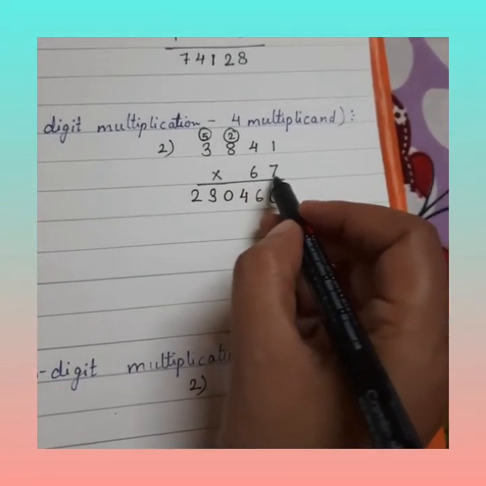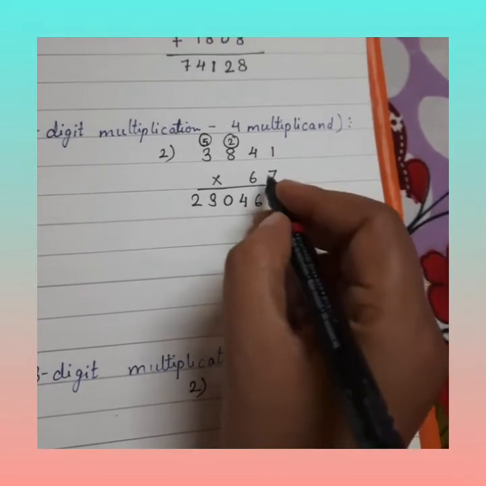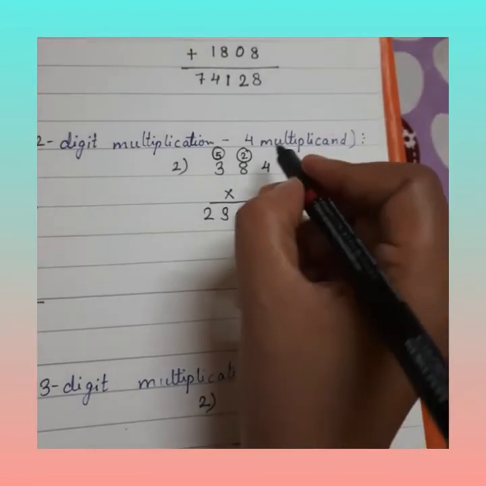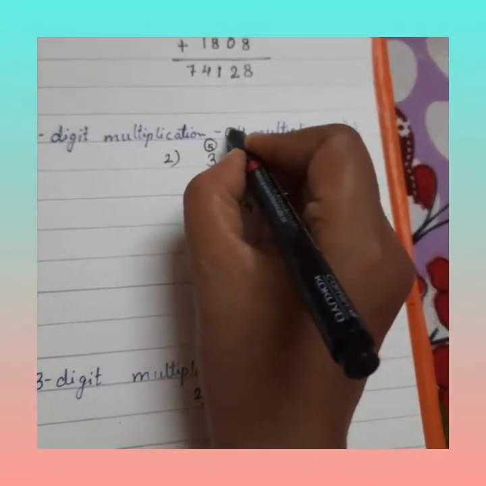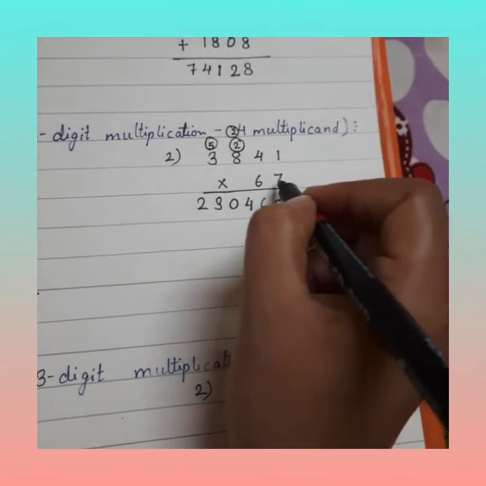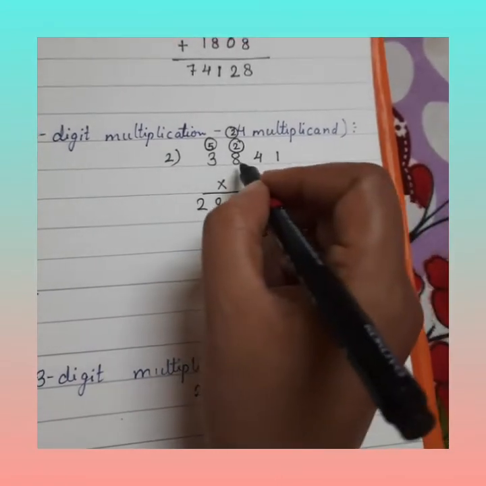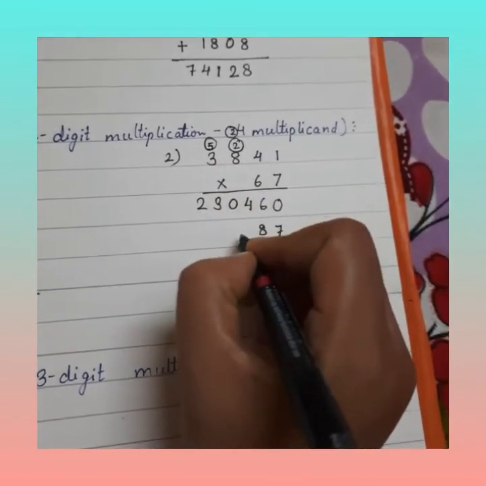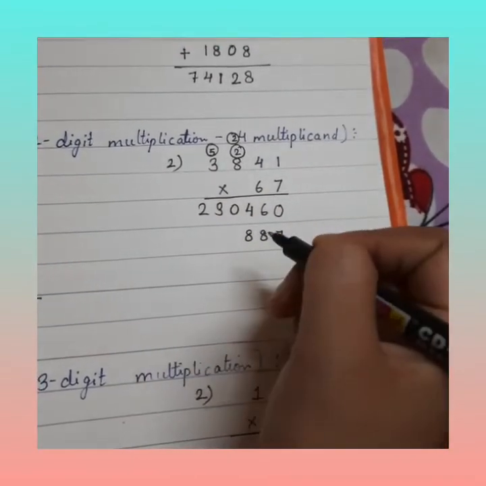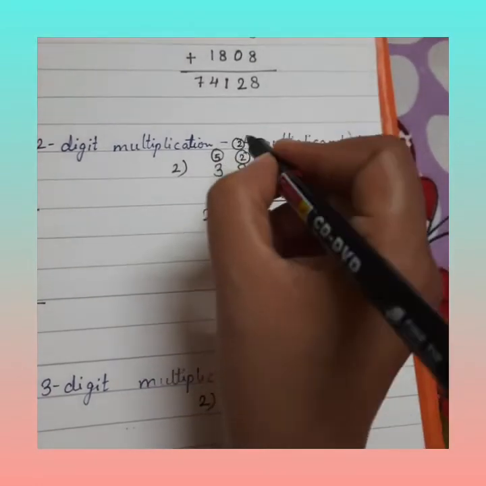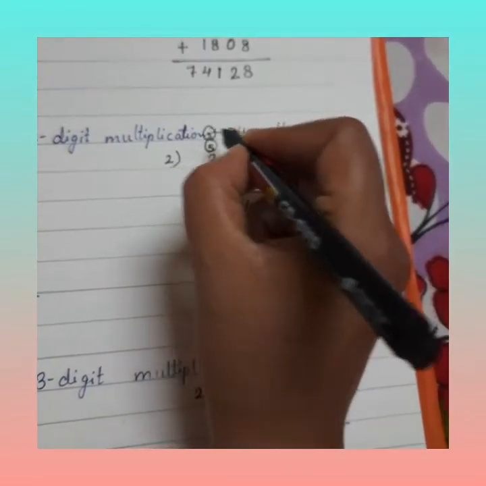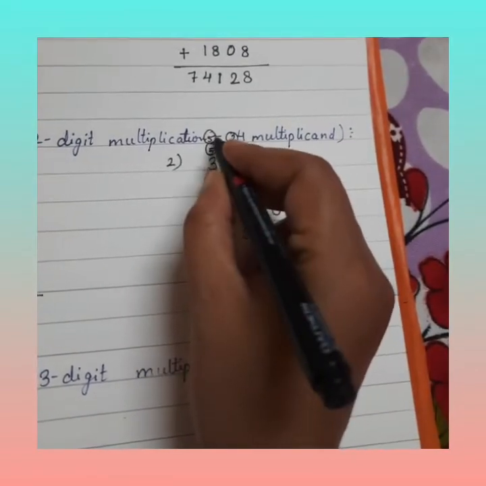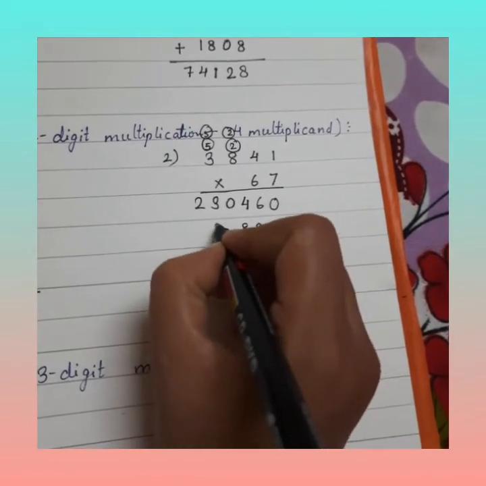Now for 7, 7 ones are 7, 7 fours are 28, 8 I will write here, and 2 will be carried over. Then 7 eights are 56, plus 2, 58. 8 I will write here, and 5 carried over. Then 7 threes are 21, plus 5, 26.